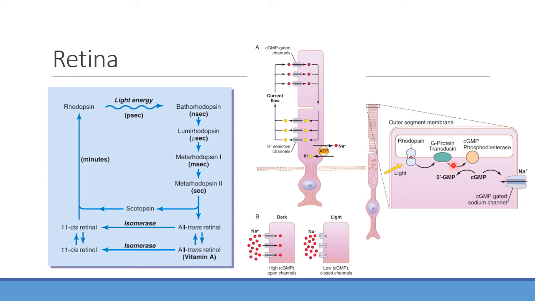Phosphodiesterase, in a low light situation, normally you're going to find that rhodopsin really isn't doing anything. It's just sitting there. You have lots of cyclic GMP around that's keeping these sodium channels open. Normally sodium channels are open in the dark. That's fine. These are the rods. That's how they work. What happens when you actually have light come in?